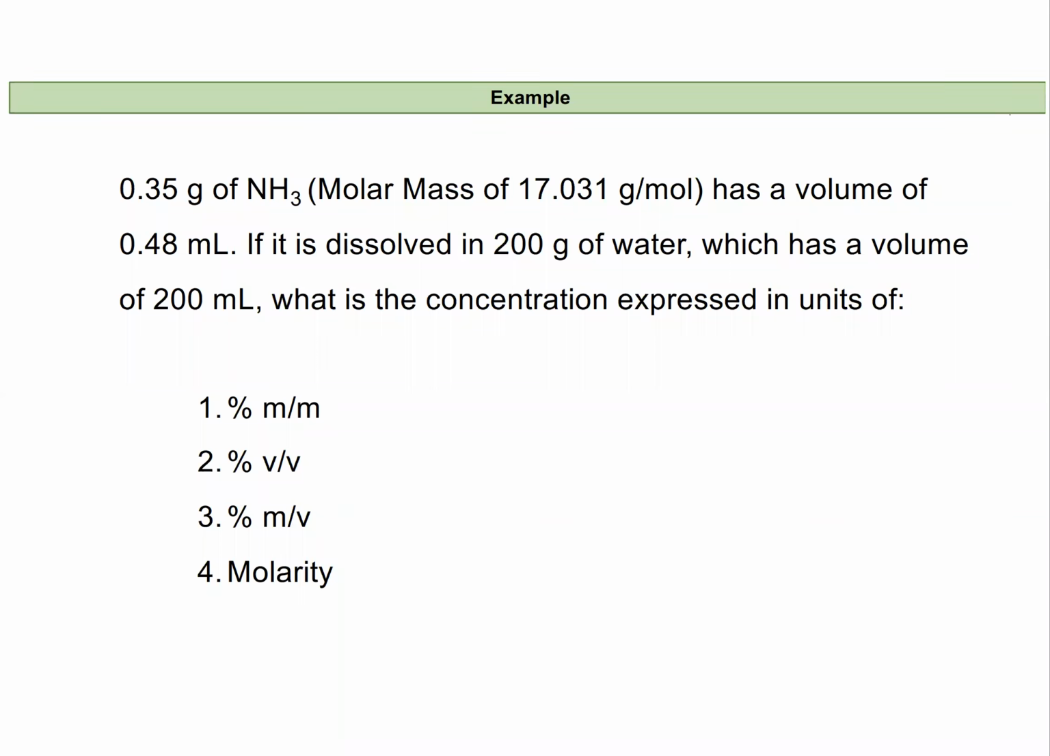In this video, we're going to walk through the solution to an example problem that guides us through the calculations of 4 different types of ways of representing concentration. So this problem has a lot of information in it right off the bat. We have 0.35 grams of ammonium, and it has a molar mass of 17 grams per mole and a volume of 0.48 milliliters. It's dissolved in 200 grams of water, and it has a volume of 200 milliliters. And now we're going to calculate the concentration in a couple different ways.